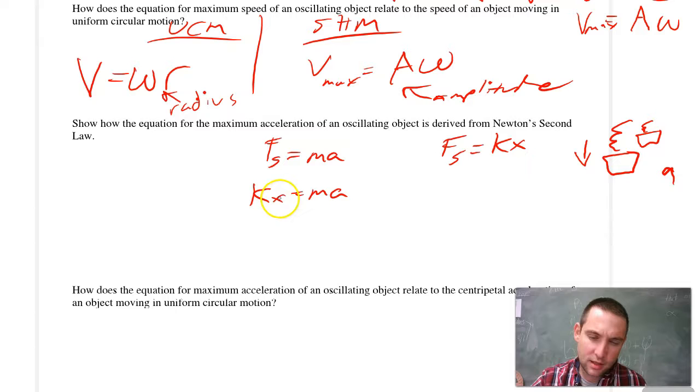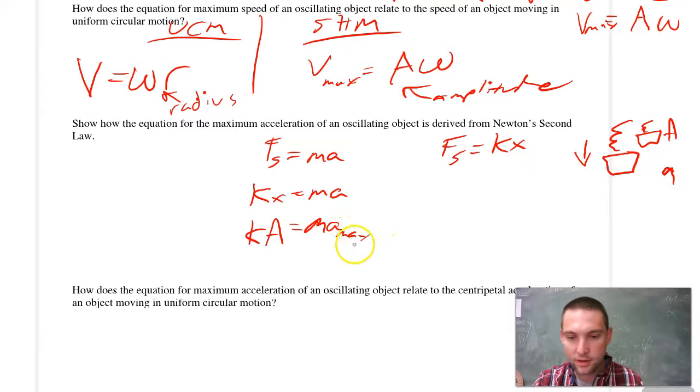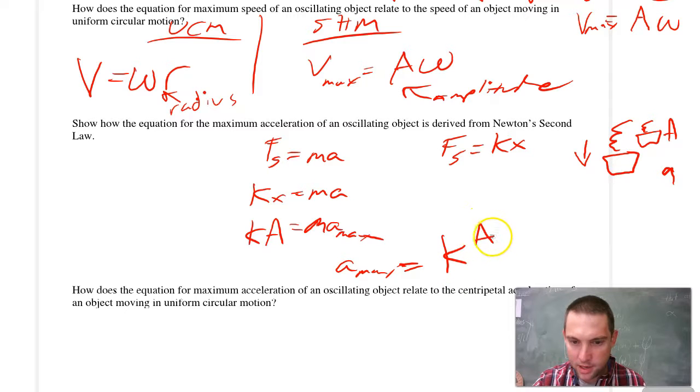X is a good variable to use whenever we're at these in-between points, but if we're at a maximum spot, we call that amplitude, right? Amplitude. So when our amplitude is greatest, what happens to our acceleration? It is also the greatest. So our acceleration is now a max. And when we solve for a max, we get k times A over m.